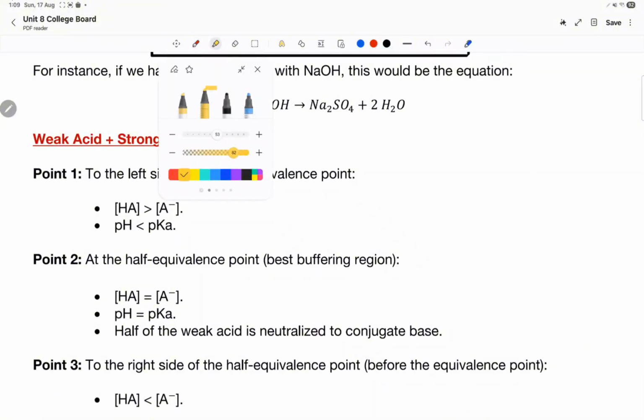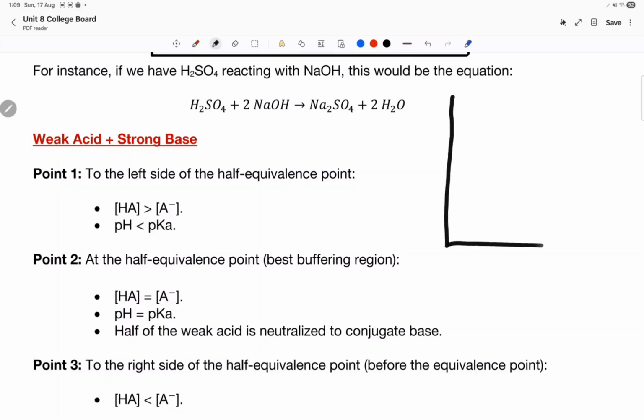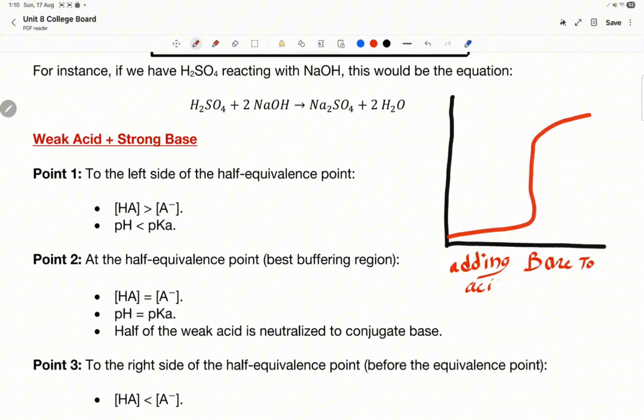Let me draw you the titration curve. So it starts low and goes up high. That's if you are essentially adding a base to an acid. And here, the midpoint of the semi-horizontal line is called the half equivalence point. This is the midpoint of the semi-horizontal line.